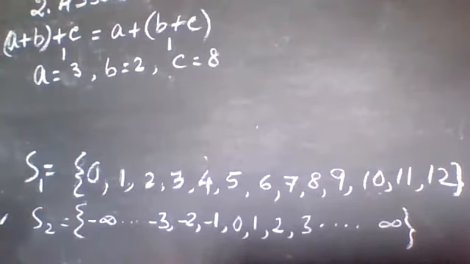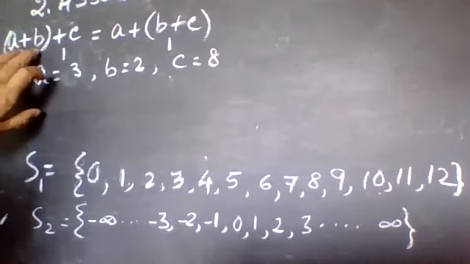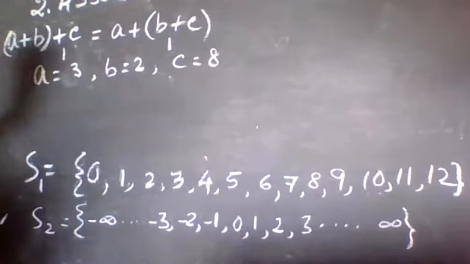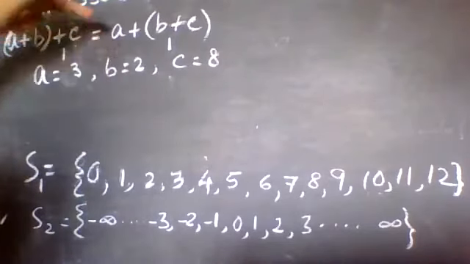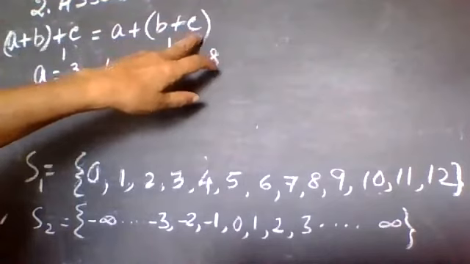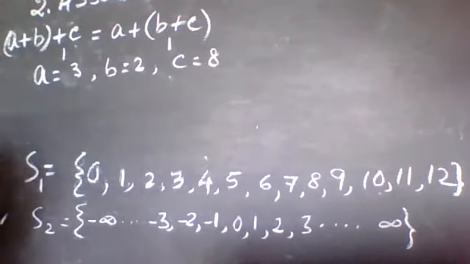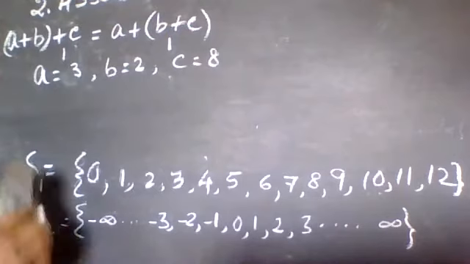In this set also, it is actually a very simple case having all integers. So if you add in your natural way, A plus B will give you 5 and C gives you 8. So 5 plus 8 is 13. This is 3 and this is 2 plus 8 is 10. So it again gives you 13. So associativity is obeyed.